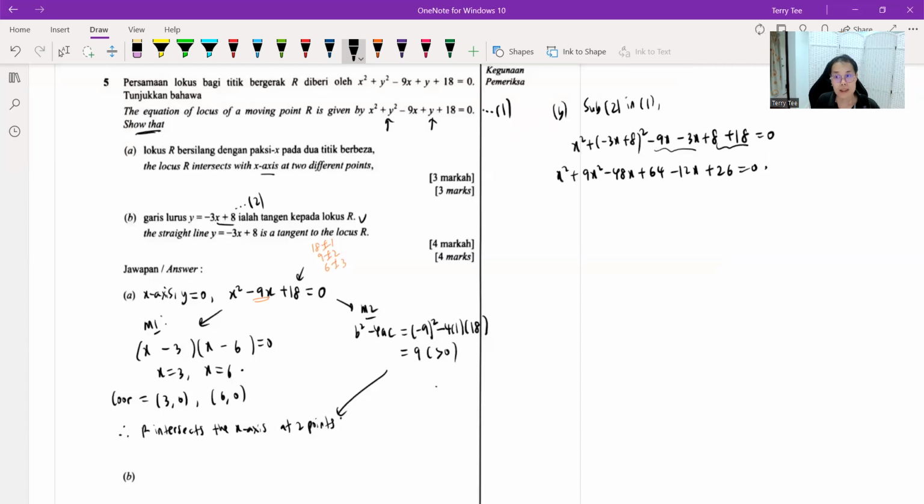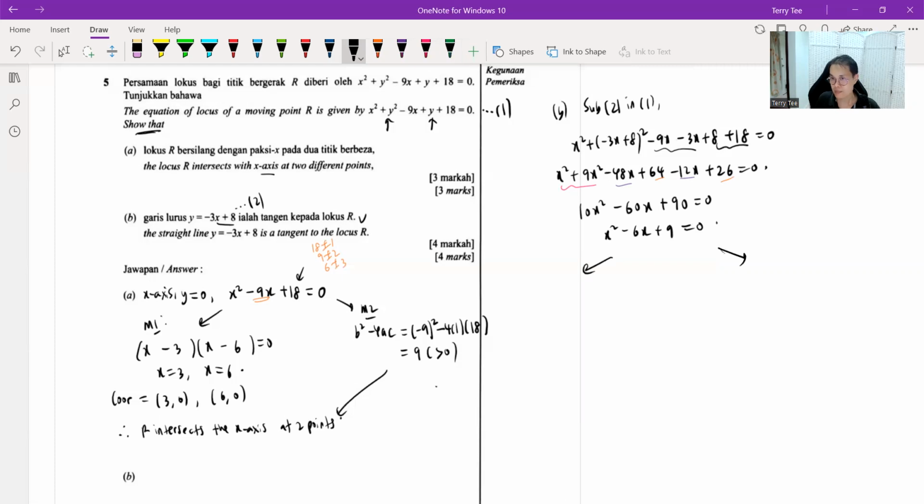Okay. Now we can simplify this further. These two, we can add them up. These two, we can add them up. And the last two, we can also add them up, right? So this is going to give us 10x squared minus 60x. 64 plus 26 is going to give us 90, right? Now notice in this case, we can divide everything by 10. So we get x squared minus 6x plus 9 equals 0.